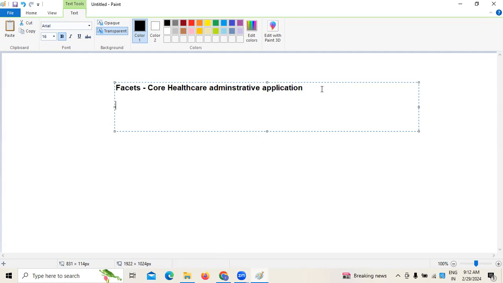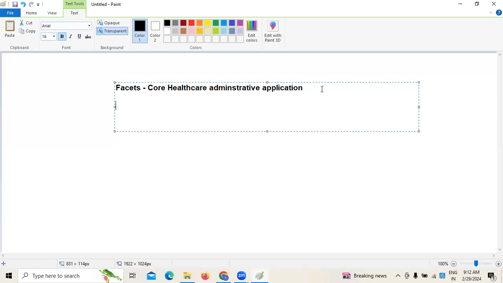If you want to manage any administrative processes in any healthcare organization, Facets is one of the core applications. Apart from Facets, of course, we even have QNext. At the same time, we even have Health Edge, right? So there are different applications used across industries. That's the introduction part I've given already.